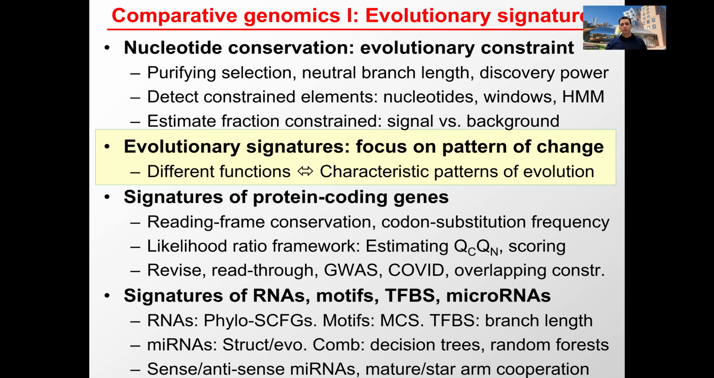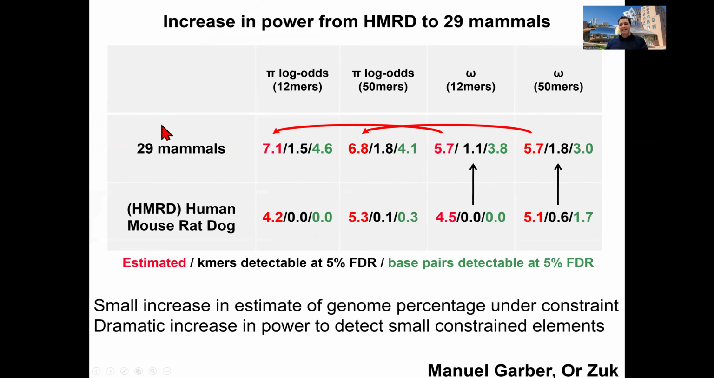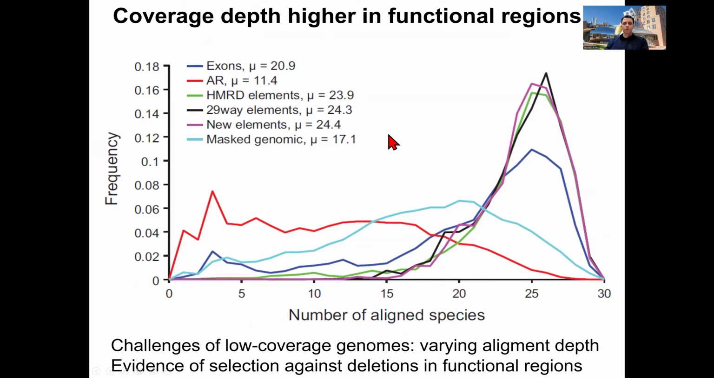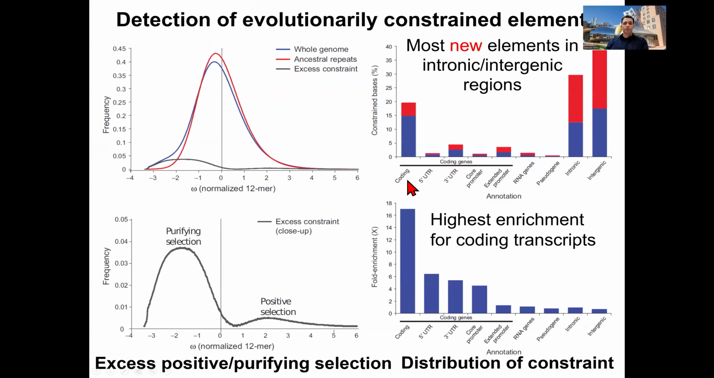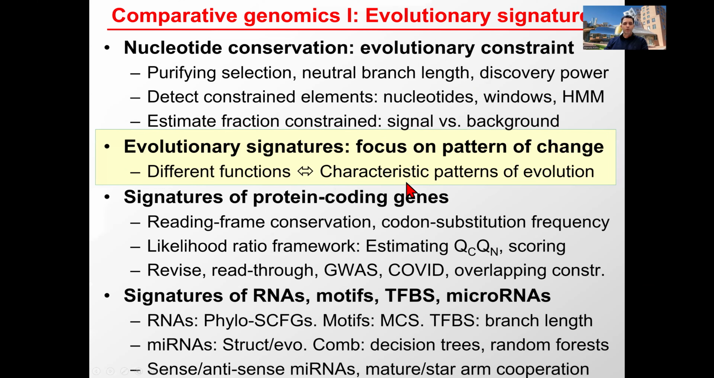And the question is, of course, how does your power increase with the number of species? So we went from 4 species to 29 species, now to 200 species. And then the detectable fraction increases, but also the estimated constraint sometimes will increase, but not as much, because you can still estimate that constraint using this approach, even when you don't have the power to detect every single one of those. Okay? So this is about nucleotide level conservation.